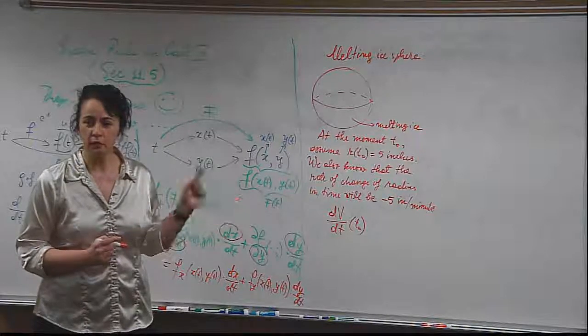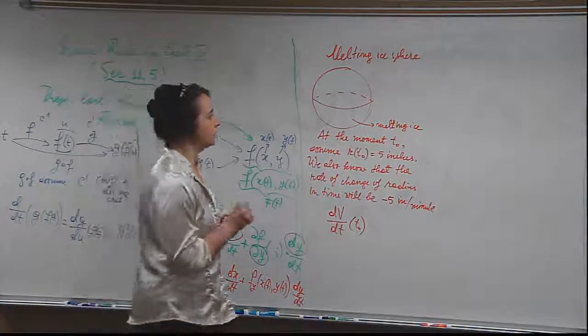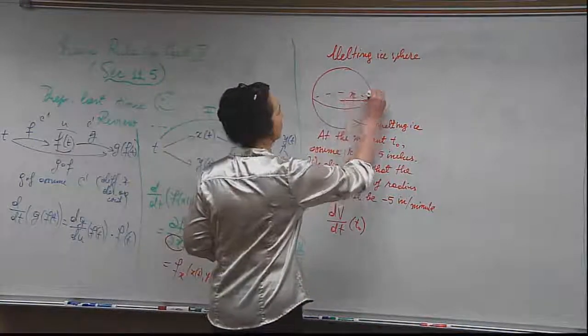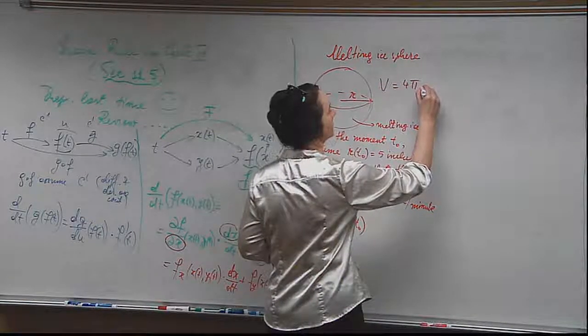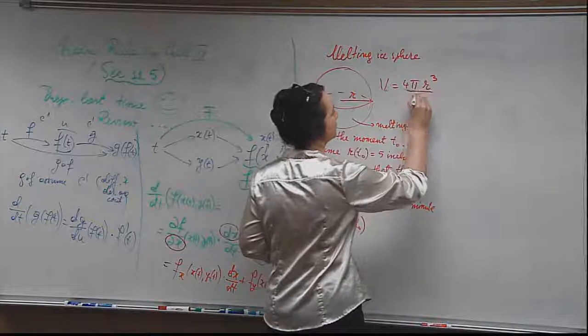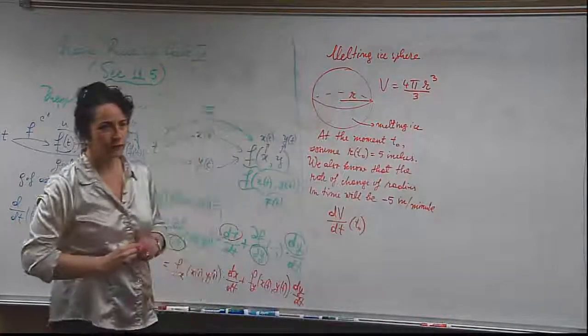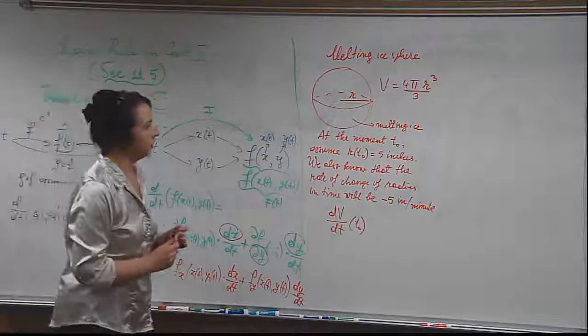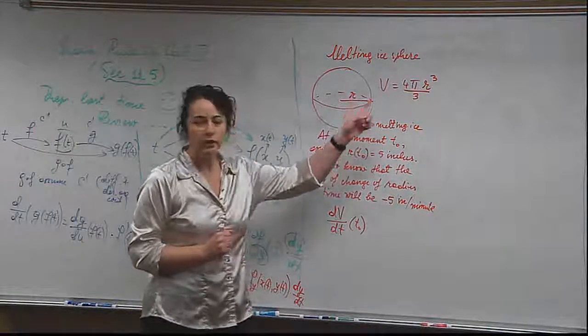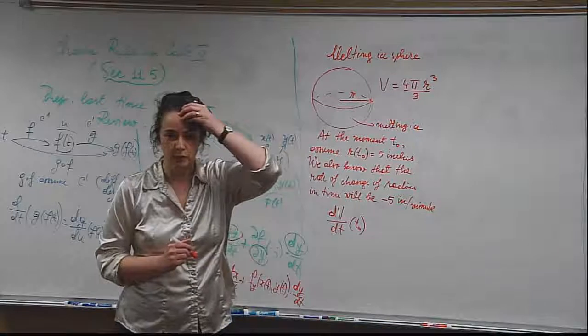Do you remember the volume formula for a ball of radius R? 4/3 pi r cubed. Good. I'm proud of you guys. I've discovered lots of people who are engineering majors and they don't know this formula. So how are we going to think of this problem?